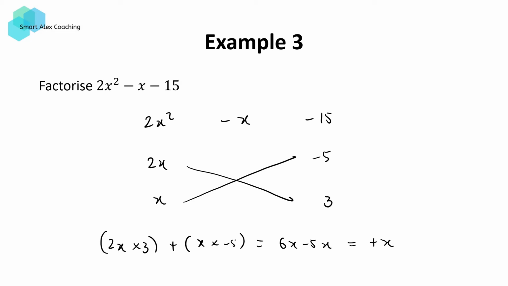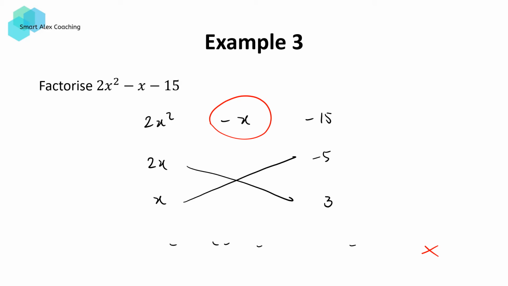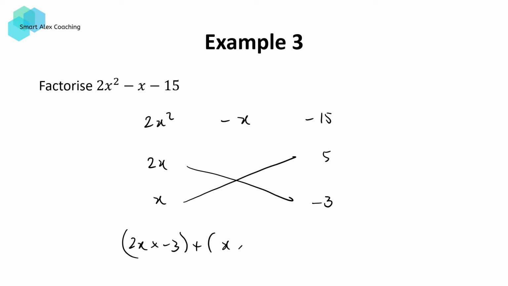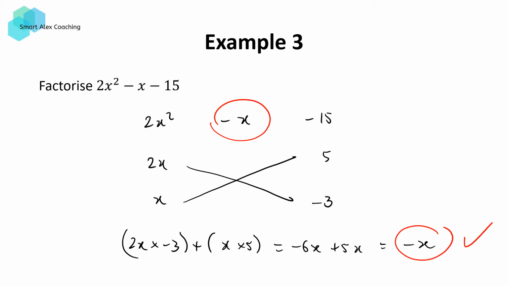Very close, but not exactly. One is positive, one's negative, so we didn't get the correct combination. So we're going to try a different alternative. I'm going to still keep 2x and x for my first column, but instead of negative 5 and 3, I'm going to try 5 and negative 3. Repeating the same process again, 2x times negative 3 plus x times 5, we'll have negative 6x plus 5x, which this time does give us a negative x. Note here that these two terms are now the same, so we have got the correct combination.